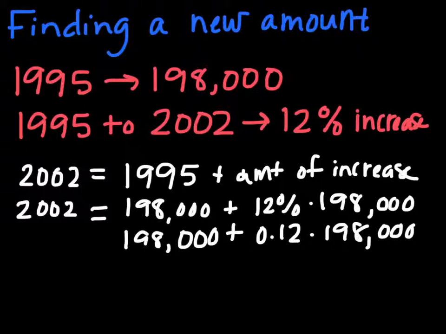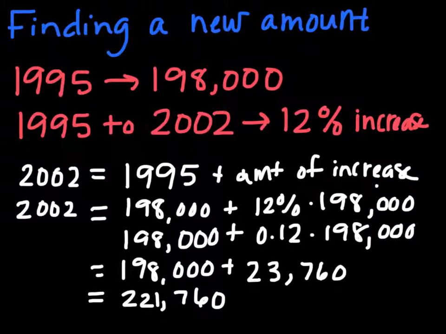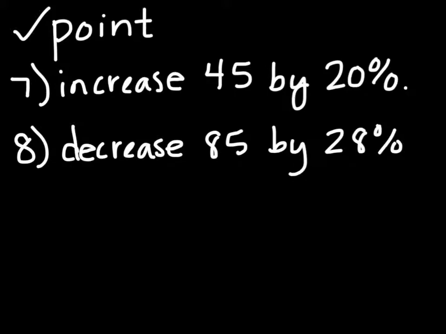And now I can solve. Let's see, 12% of 198,000 equals 23,760. Now I add to find my final number. In 2002, there were 221,760 spectators. Now try this on your own. Increase 45 by 20%, and then decrease 85 by 28%.